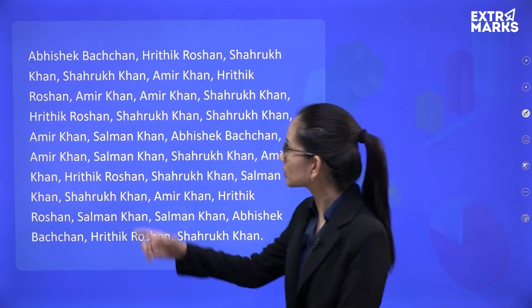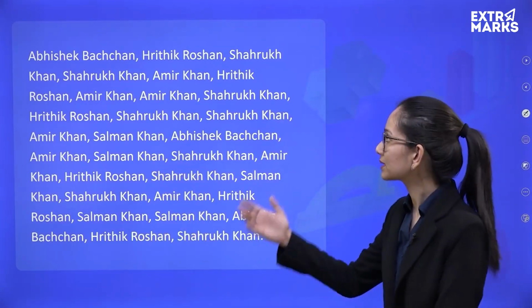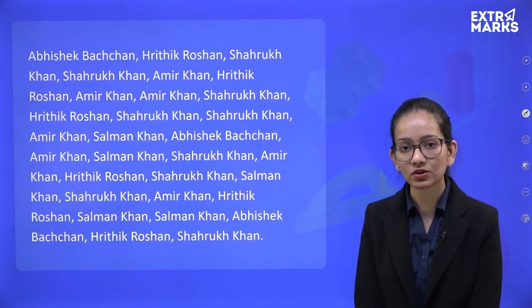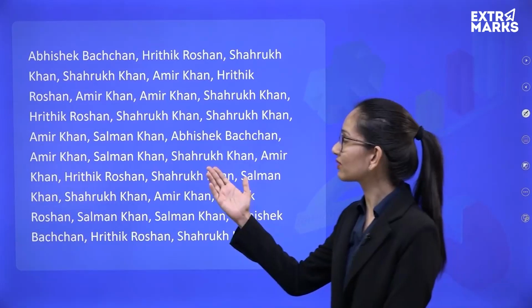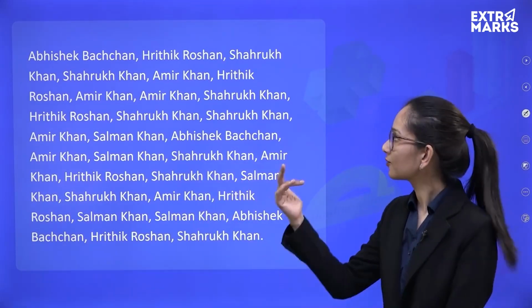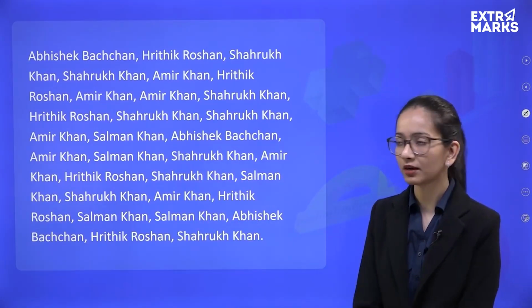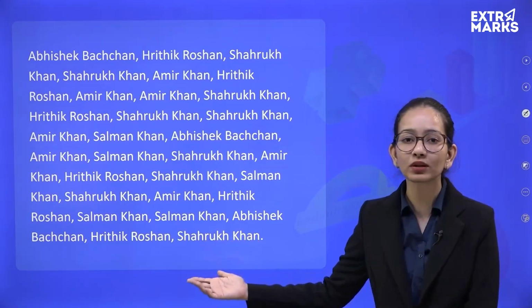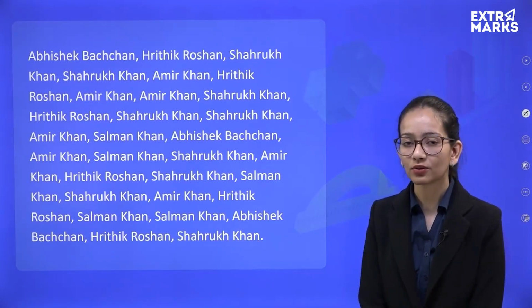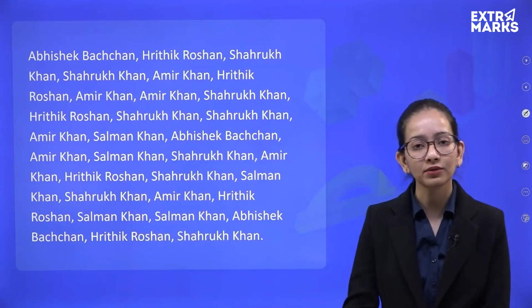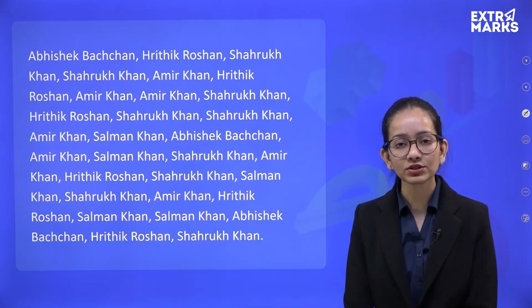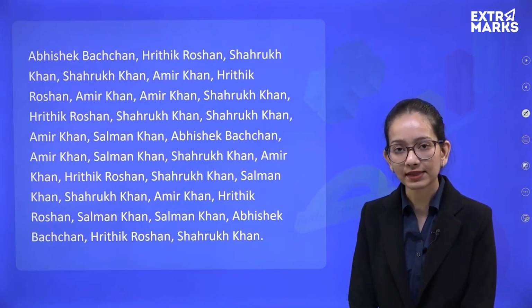Like the first student liked Abhishek Bachchan. Second student's favorite star is Hrithik Roshan. Third student's favorite star is Shah Rukh Khan. Fourth student's favorite star is again Shah Rukh Khan. Fifth student's favorite star is Amir Khan, and so on. 30th student's favorite star is again Shah Rukh Khan. Now, this is the data in the raw form. Let's organize the data.